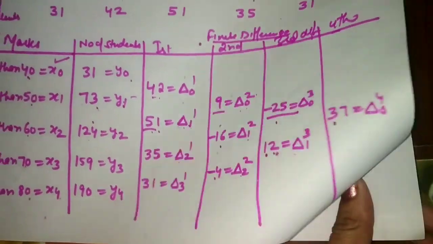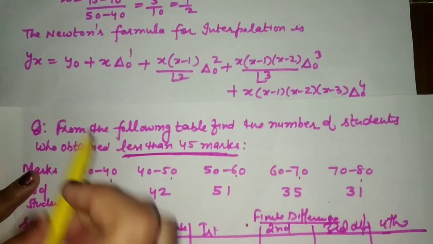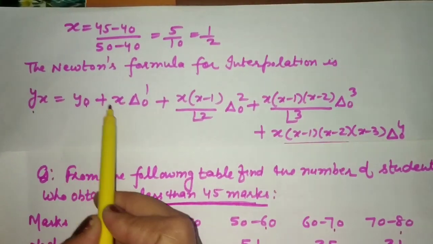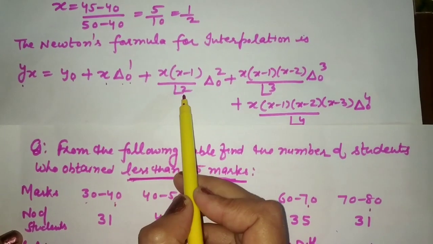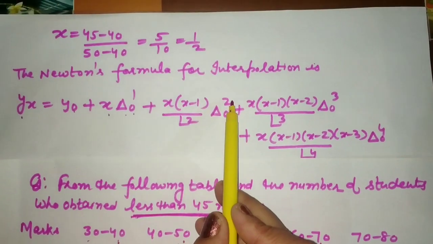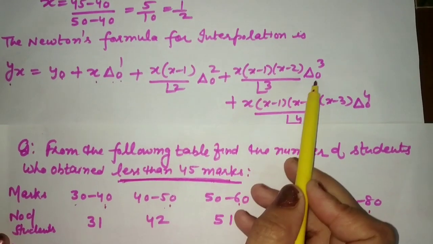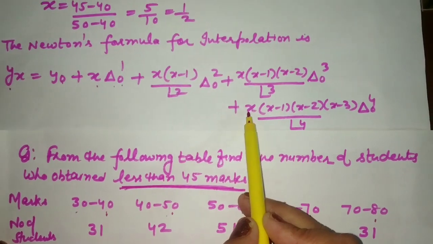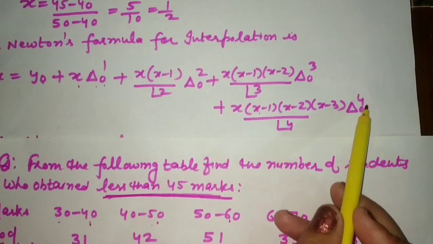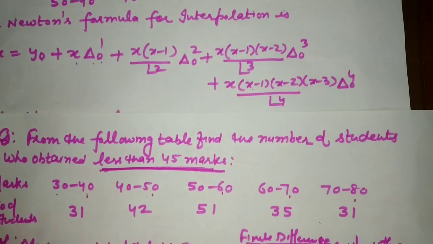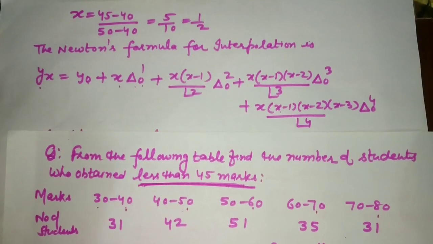The question is less than 45 marks. So whenever we write the formula, yx is equal to y0 plus x delta 0 raised to power 1 plus x into (x minus 1) over 2 factorial delta 0 raised to power 2 plus x(x minus 1)(x minus 2) over 3 factorial delta 0 raised to power 3 plus x(x minus 1)(x minus 2)(x minus 3) over 4 factorial delta 0 raised to power 4. This is the formula. In this question, firstly, we have to calculate the value of x.